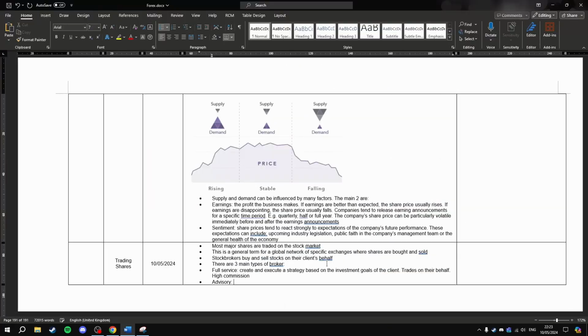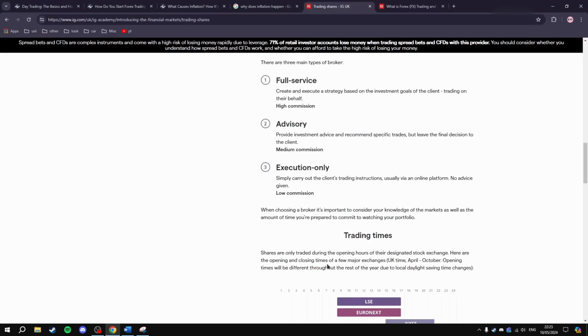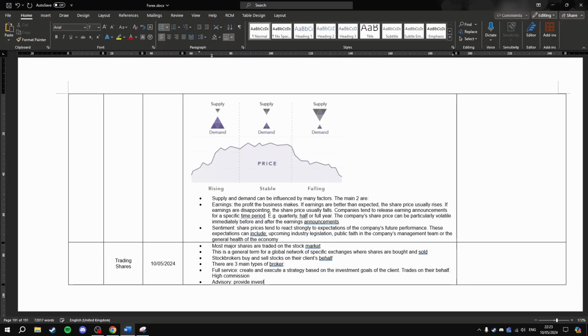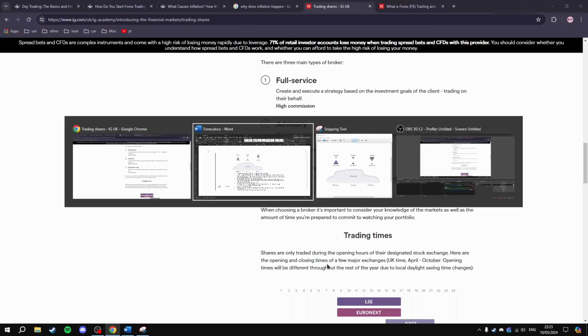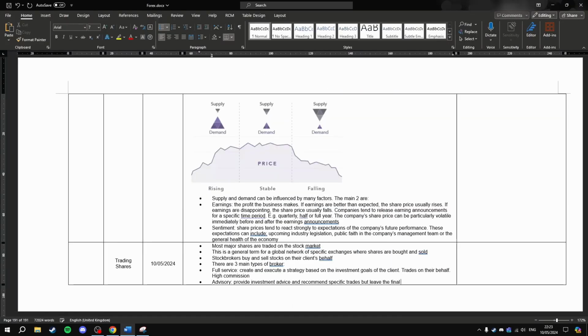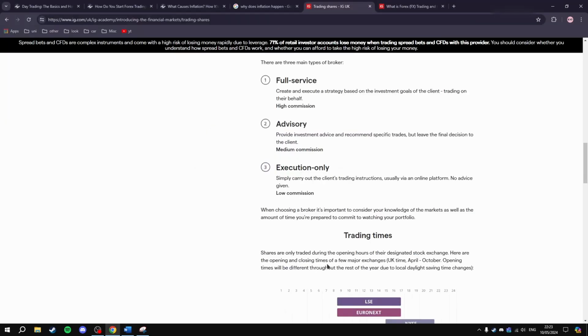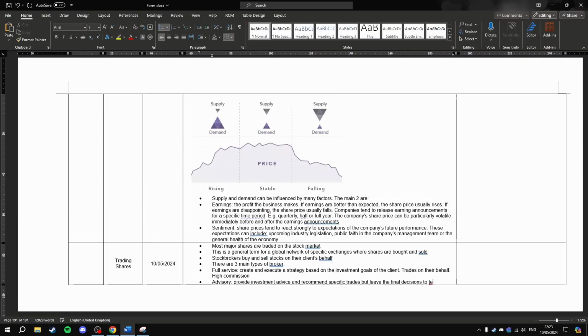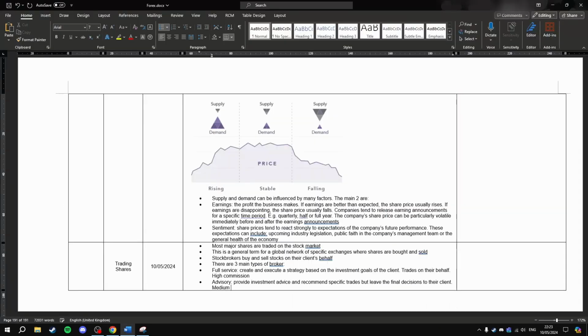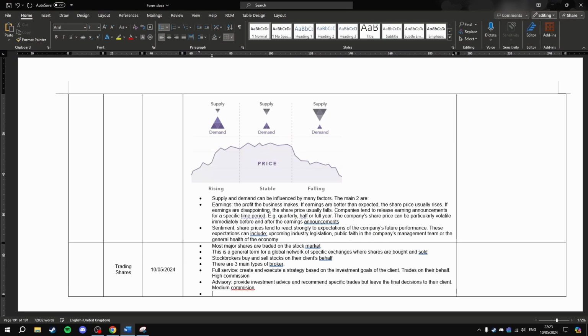Advisory. Provide investment advice and recommend specific trades, but leave the final decisions to the clients. Medium commission.